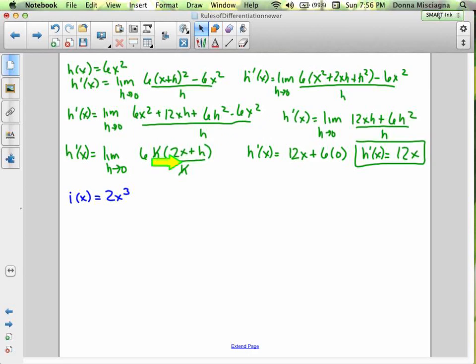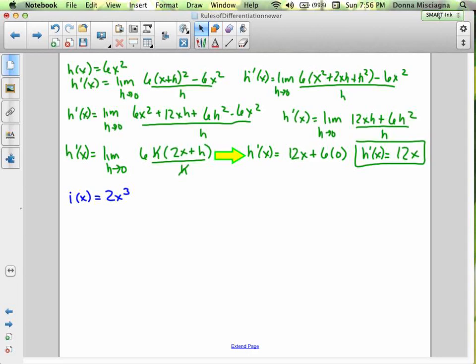I factored out the 6 too, but you see, I'm just going to have to distribute, so it really doesn't make a difference. So h prime of x equals the limit as h approaches 0 of 6h, the h's we can cancel because we have an h in the numerator and an h in the denominator, times 2x plus h. I'll just distribute that 6 back again. I don't know why I factored them out. I was being a little too efficient.